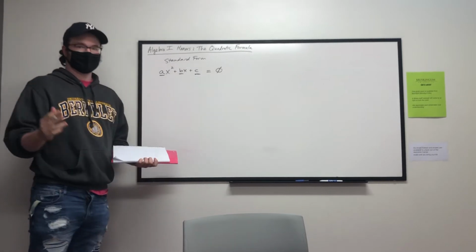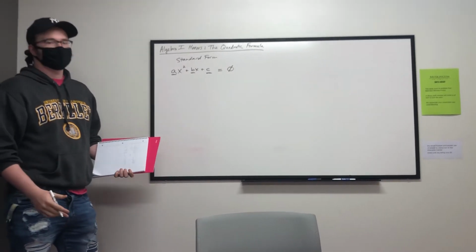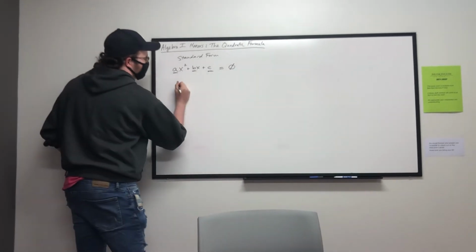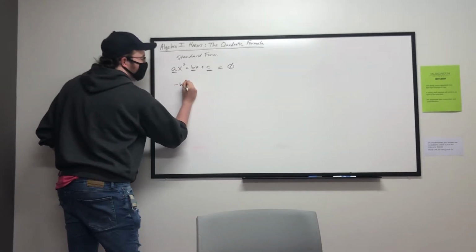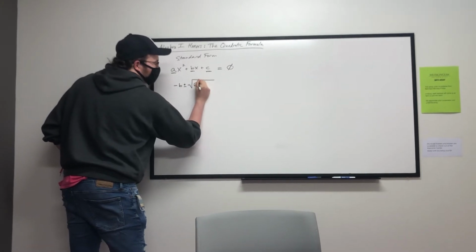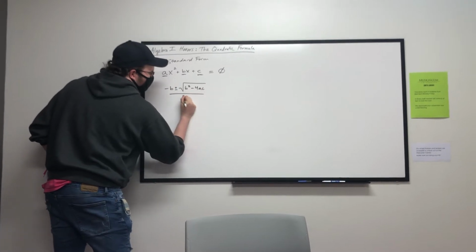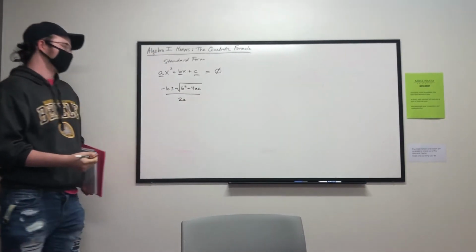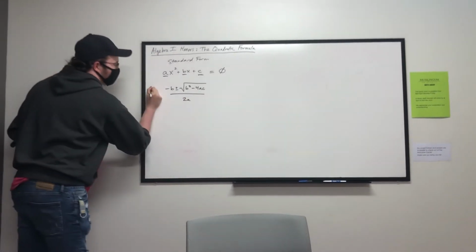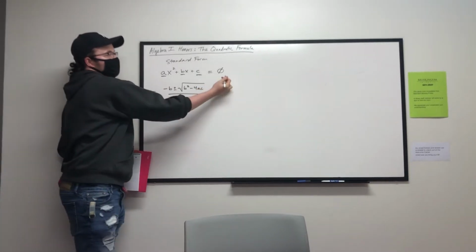And so to remember the quadratic formula, we all know the tune "Pop Goes the Weasel." So we go, the quadratic formula is negative b plus or minus the square root of b squared minus 4ac all over 2a. And so this is what x is going to equal when we set it equal to 0.